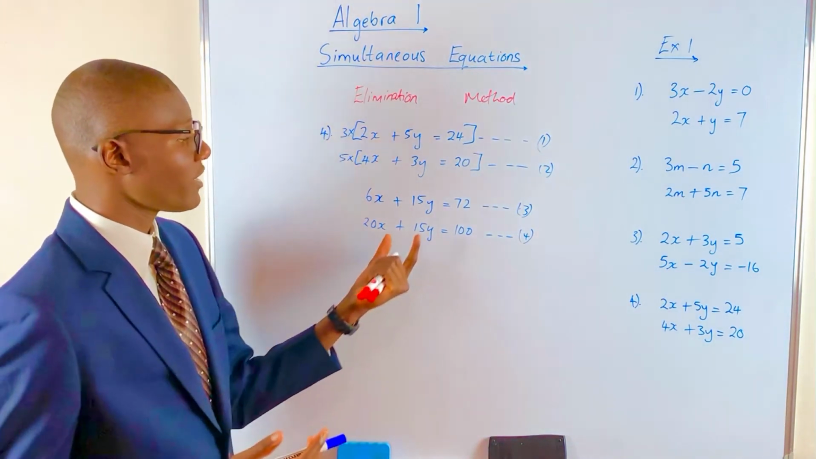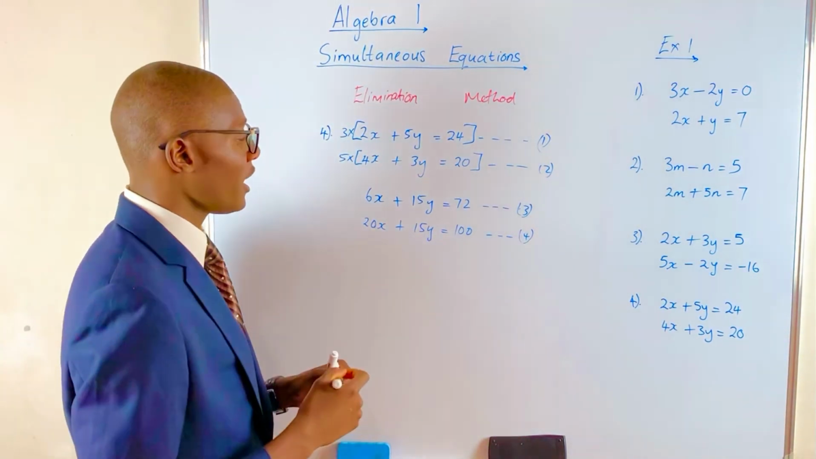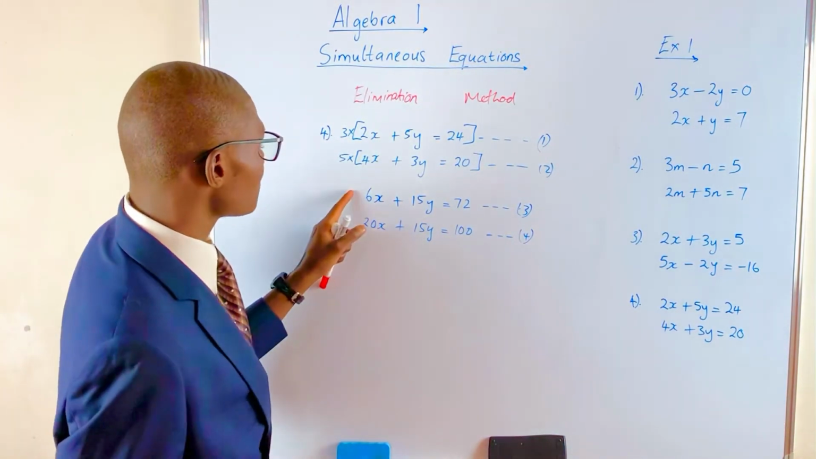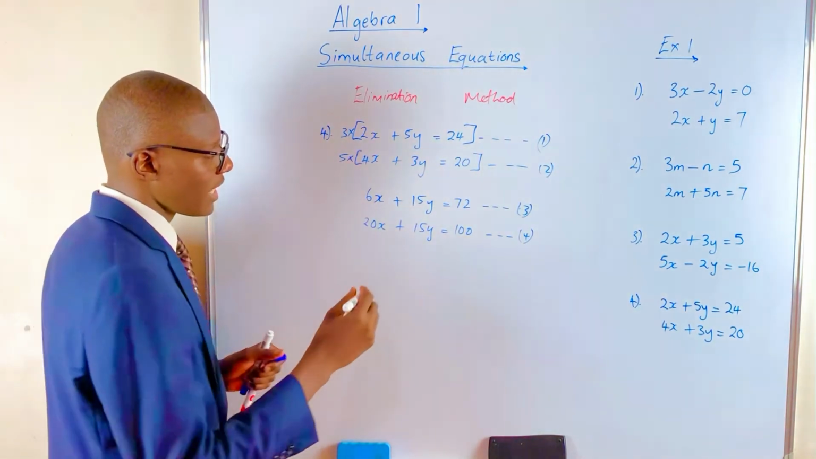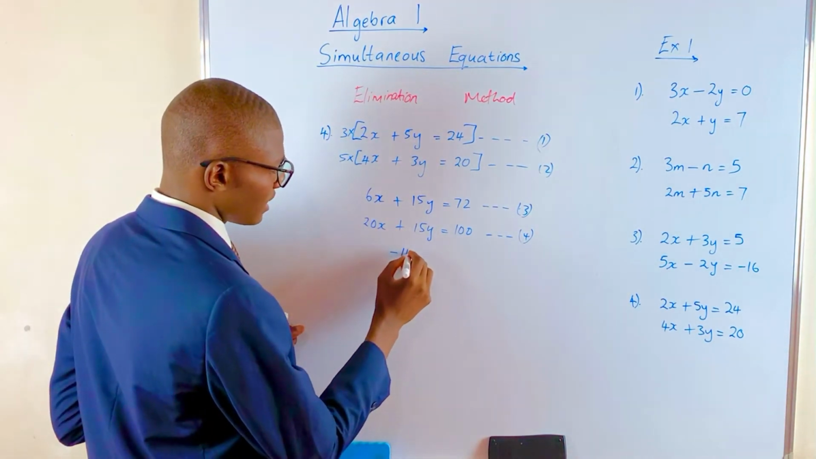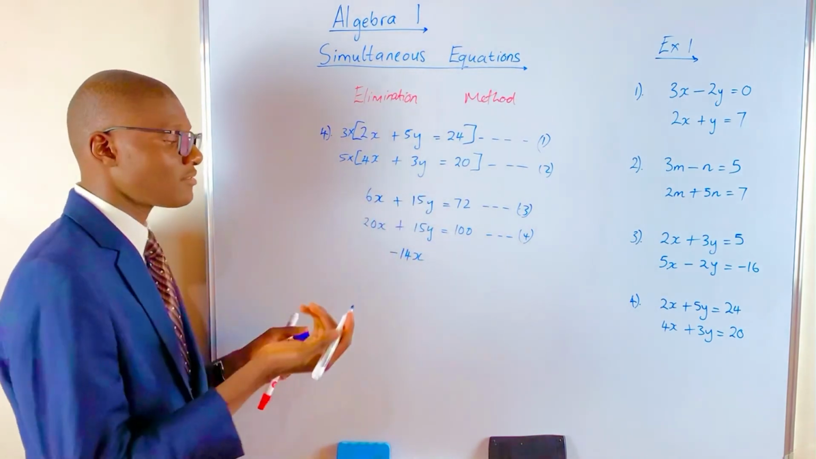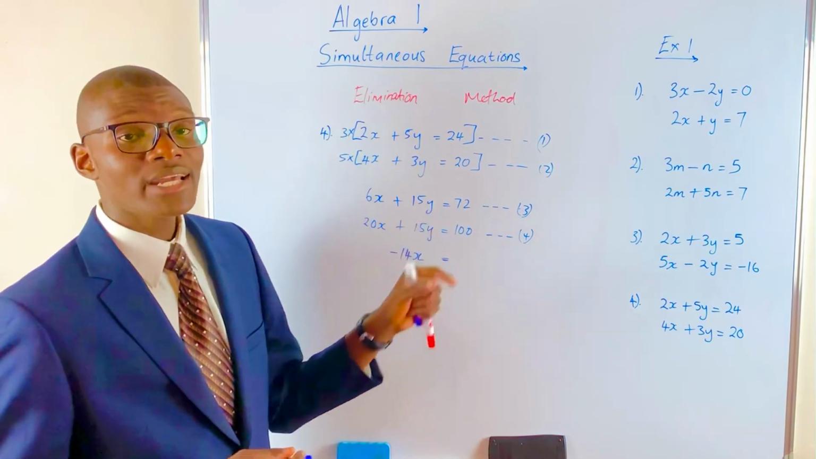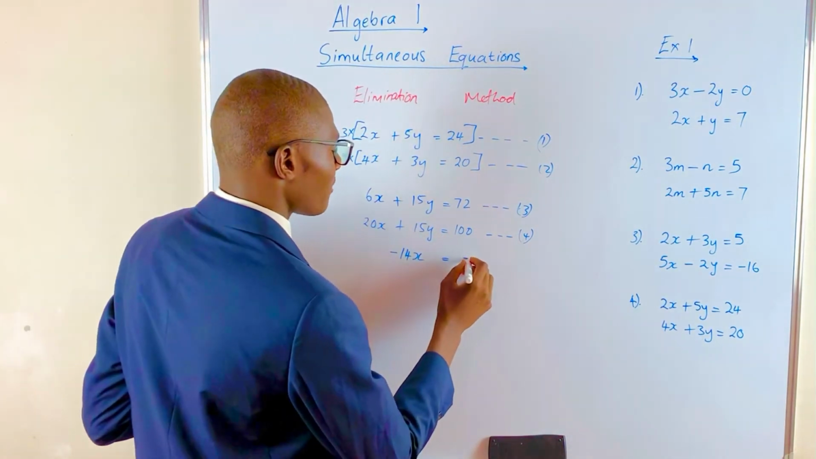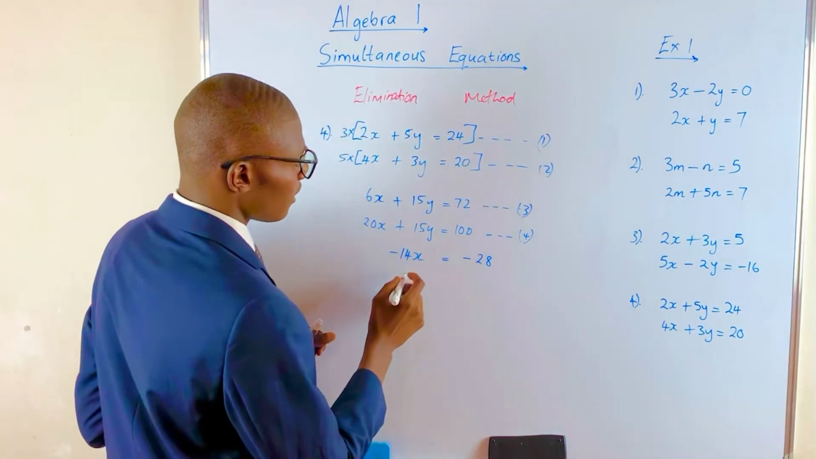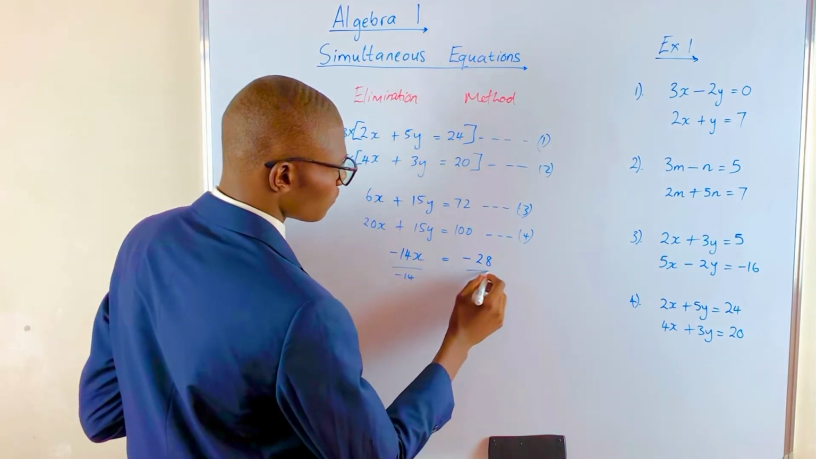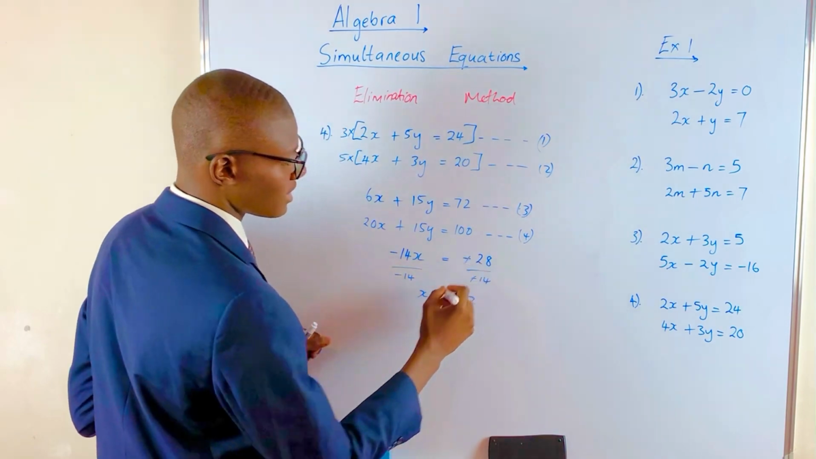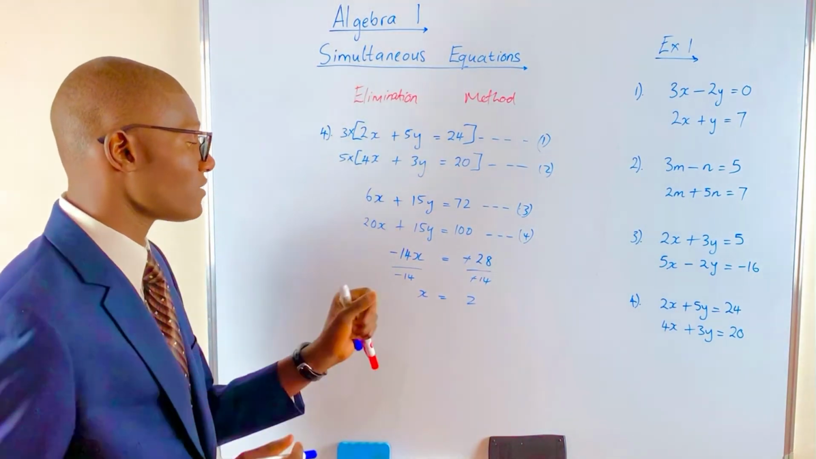Then now we said we have to eliminate this unknown, and we can do that by subtracting equation 3 minus equation 4. So if we say 6x minus 20x, we get minus 14x. 15y minus 15y, we get a 0, and then this will be equal to 72 minus 100, we get minus 28. And now solving for x, we're dividing both sides by minus 14, so that x will be equal to 2. Minus and minus cancel. 14 into 28 will give us a 2.